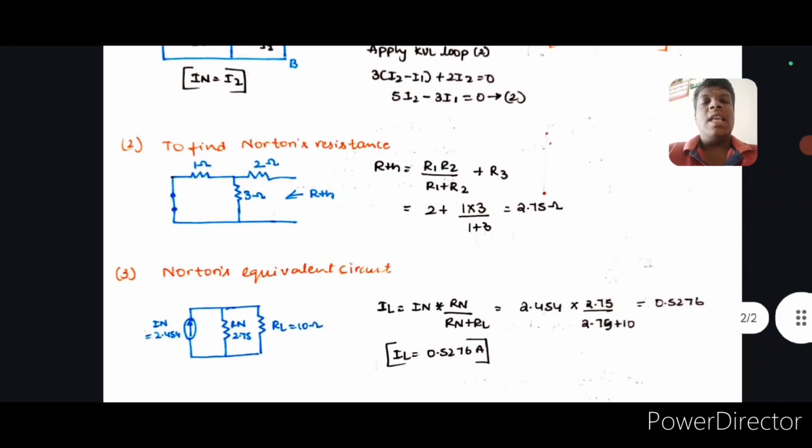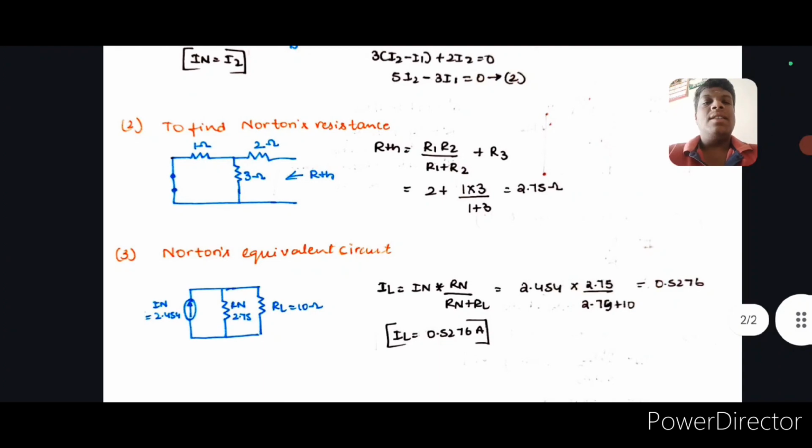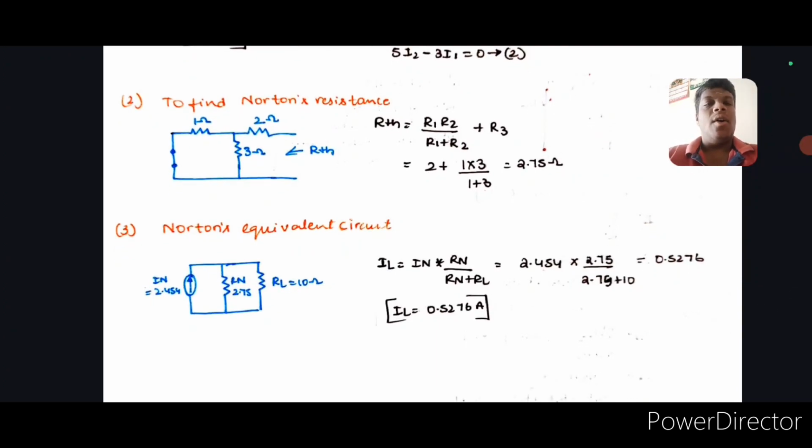So when we draw the Norton's equivalent circuit, IN is equal to 2.454 and RN is equal to 2.75 and RL is 10 ohm across the terminals A and B. This is the Norton's formula, where IL is equal to IN into RN divided by RN plus RL. So 2.54 into 2.75 divided by 2.75 plus 10. You will get 0.5279 ampere. So this is today's topic, Norton's equivalent. Thank you.